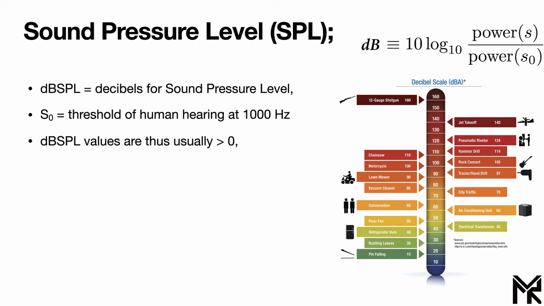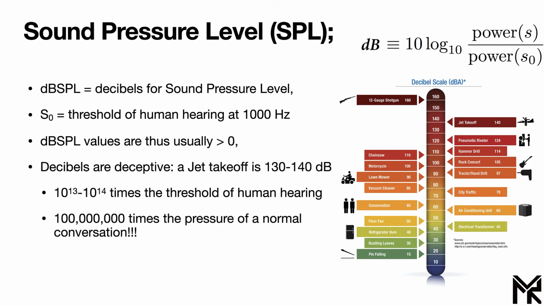So what's going on here in your dBSPL measurement is you're taking 10 times the log base 10 of whatever the sound is that you're generally going to be able to hear over the sound that you may or may not be able to hear, which is a ratio that's going to be greater than 1. You're now taking the log of a number greater than 1, which is a positive number, and multiplying it by 10. So dBSPL values are generally greater than 0. And this is where things can be deceptive.